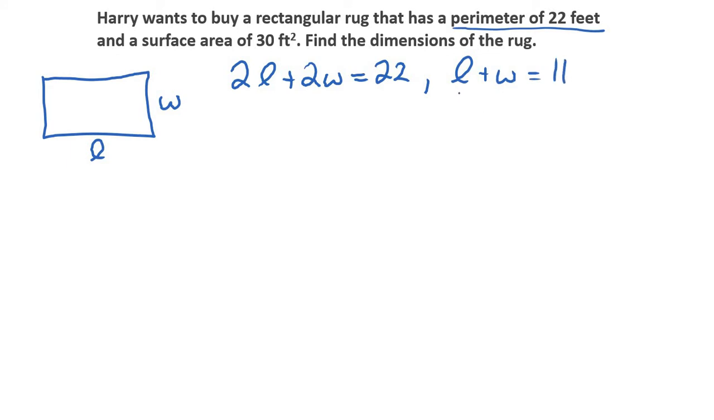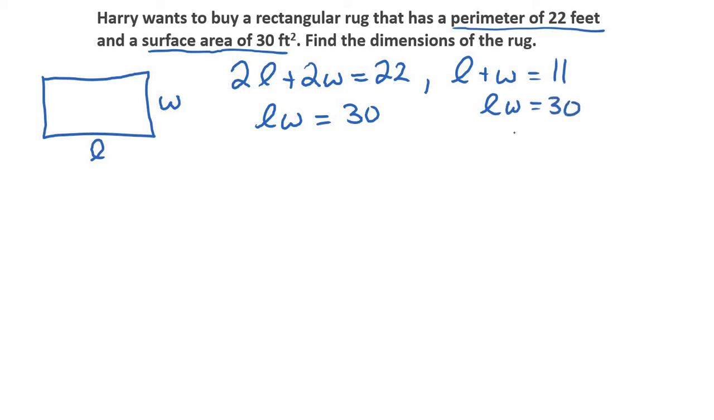So we know the length and the width, those two sides, have to add up to be 11 feet. Now we know something else. The area is 30 square feet. So L times W equals 30 as well. Let me just write these two equations over here by each other.